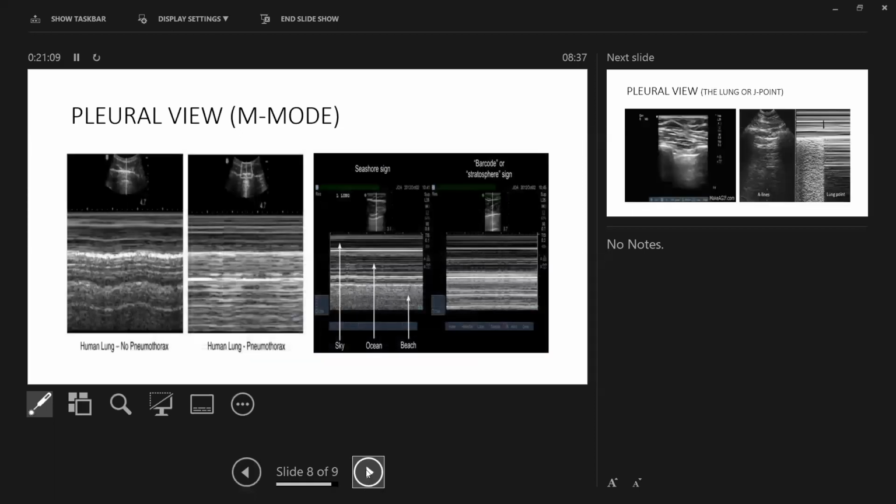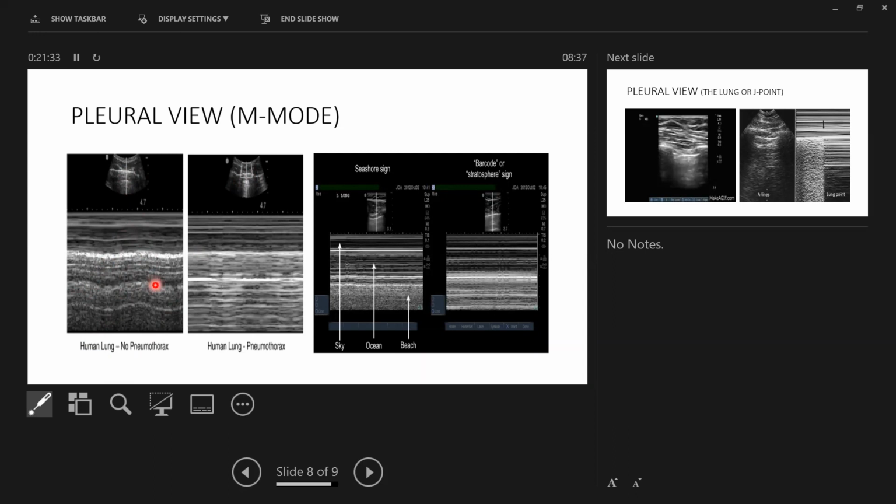So when you put on M mode, the most important thing is that if this is your view that you're going to see, they all come with a little indicator, either a little line or a cross or a dot that's bigger than the others. That must basically be across your pleura. So if you have a normal lung, that's when you see this sandy beach sign. In other words, you see waves and you see what looks like a sandy beach. That's all M mode does.